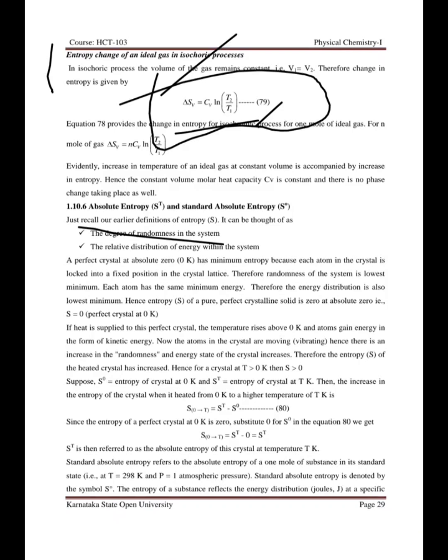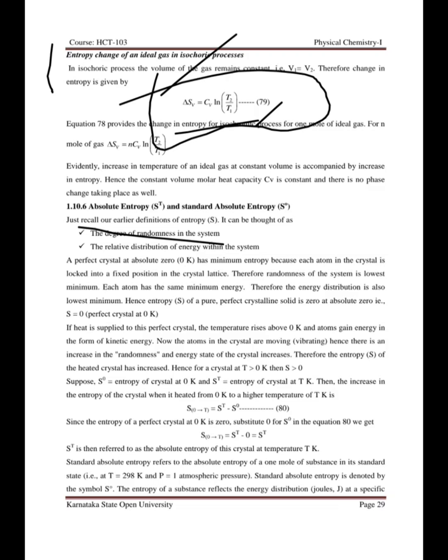So entropy, you know what entropy is: the measure of system thermal energy per unit temperature. So that is the entropy. Standard absolute entropy is the sum of all the entropies it would acquire on warming from absolute 0 to a particular temperature. So that is the standard absolute entropy.